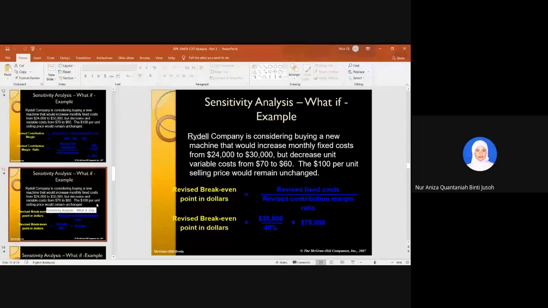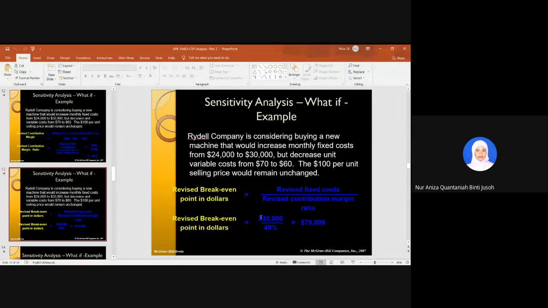Okay, so Rydell is considering buying a new machine. Now you want to know what will be the BEP in dollars. You have already calculated the contribution margin ratio. The new revised fixed cost is 30,000. So use this new amount, 30,000, and divide by the new contribution margin ratio. The new break-even point will be $75,000.